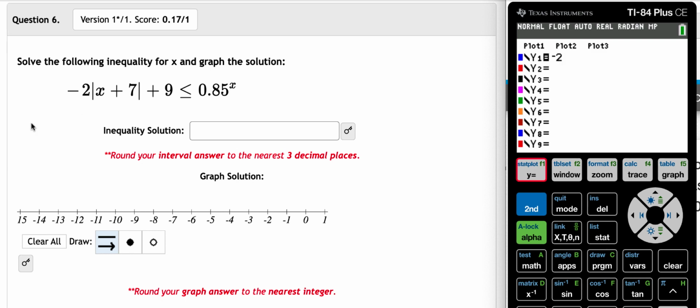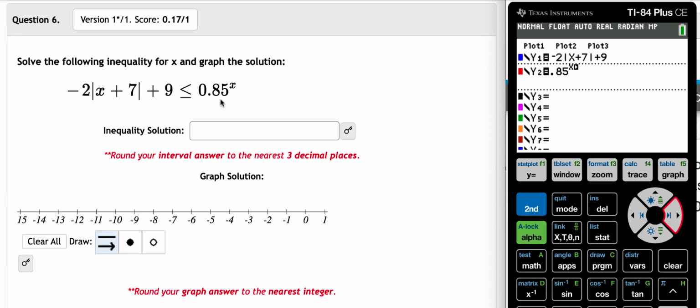Then it comes across a challenge for you because you may not know how to graph an absolute value. You press Math, right arrow, and then choose where it says ABS there. Then inside there, you'll put in your x plus, in this case, 7, and then plus 9 on the outside. I'll hit return, and then graph the right side, which is just 0.85 to the power of x.